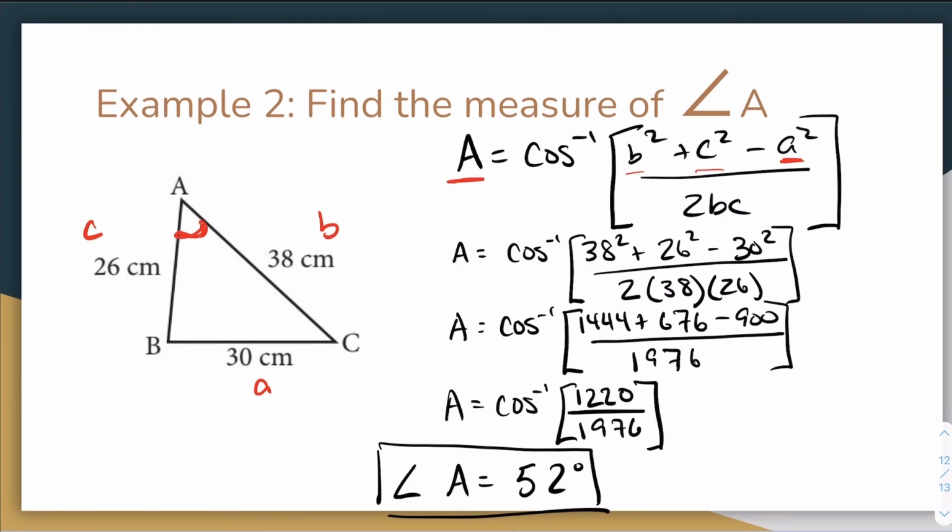Now remember, if I ask you to solve for a triangle, you have to give me all of the unknown sides and all of the unknown angles. This was just an example of how to find one angle.